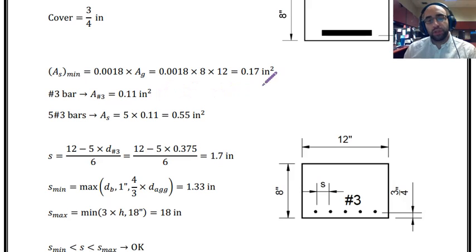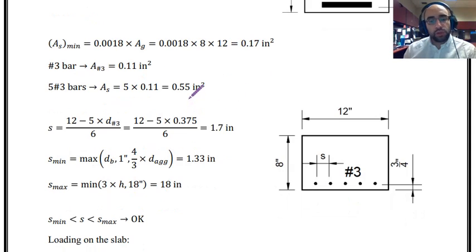If I wanted to just look at this, I would go with only 2 number 3 bars. But again, this is just As min, the minimum reinforcement that we need. It is fine to go a bit beyond that. So based on having 5 number 3 bars, now I need to check the spacing.